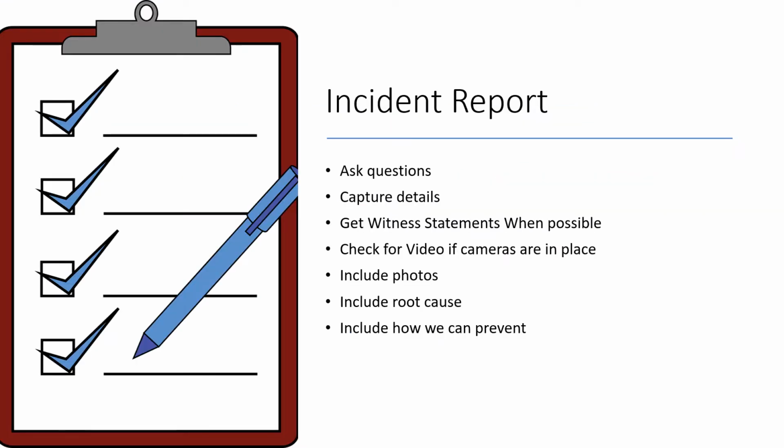To start off, just an overview: the important thing to do when you're conducting an investigation and doing an incident report is to ask a lot of questions, make sure you capture every detail possible, and grab witness statements when there are witnesses available. If it's in a facility or an area with video cameras, we're asked to review that video and note on the incident report that video was reviewed or no video is available. Include photos. For example, if someone's hand gets a scrape on it, ask the employee, can I take a quick picture of that, and do that as well.